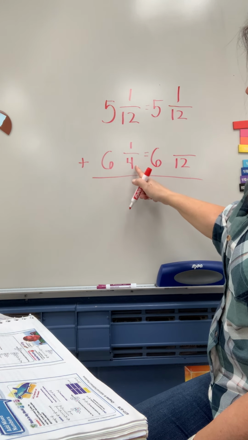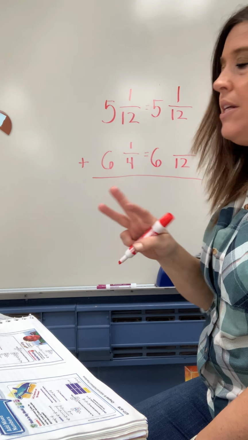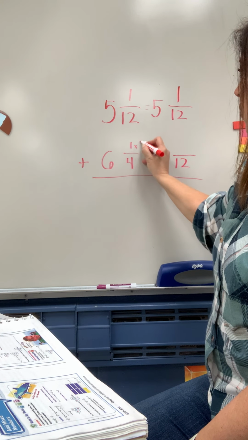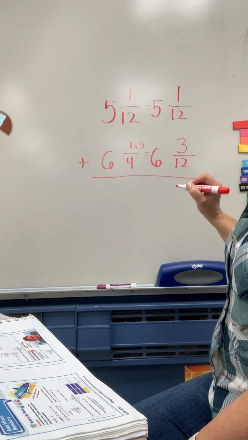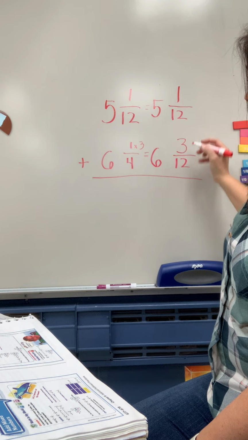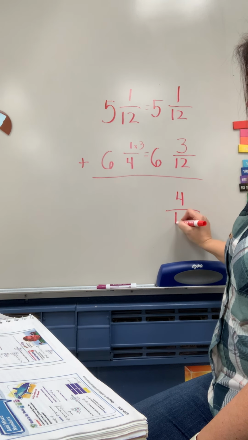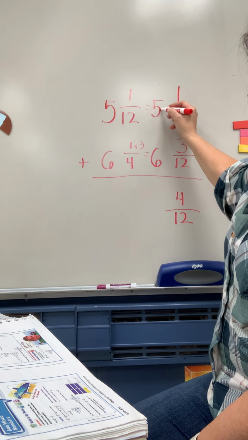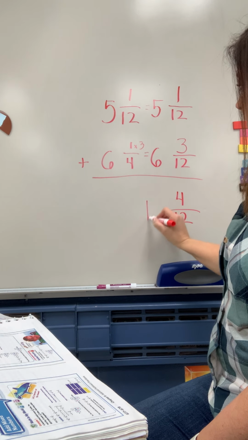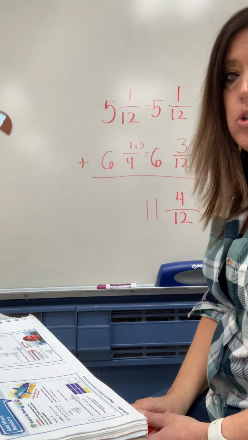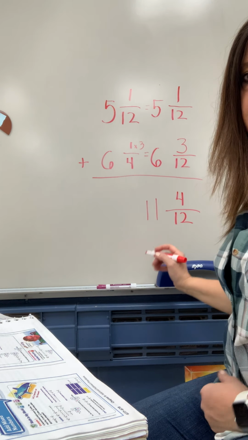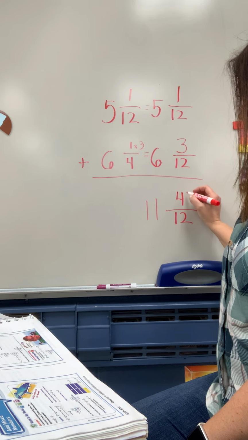Over here, how many times does 4 go into 12? Well, it goes in 3 times, so that's what I'm multiplying my 3 or my 1 by to get me 3. Then I'm going to add my numerators to get 4. I'm using the same denominator that's there, and I'm adding up the whole numbers. 5 plus 6 is 11. Can I simplify that? Yes, I can. I can simplify 4/12. Could you think of something that I can simplify that by?